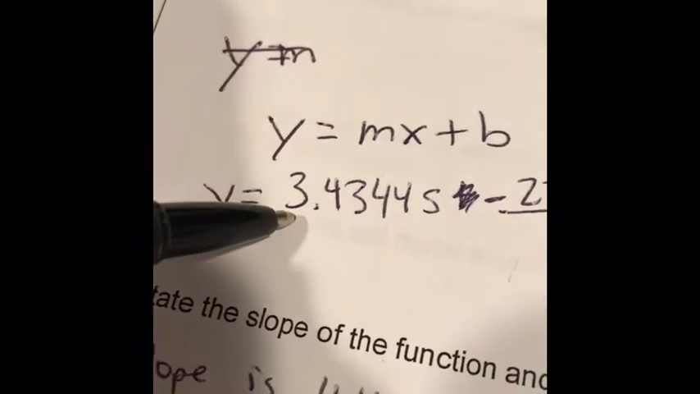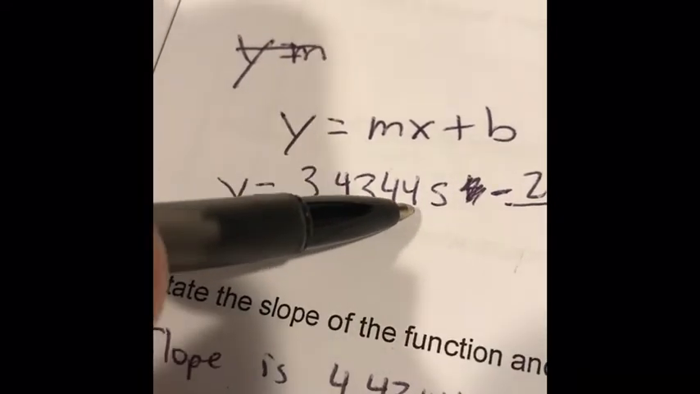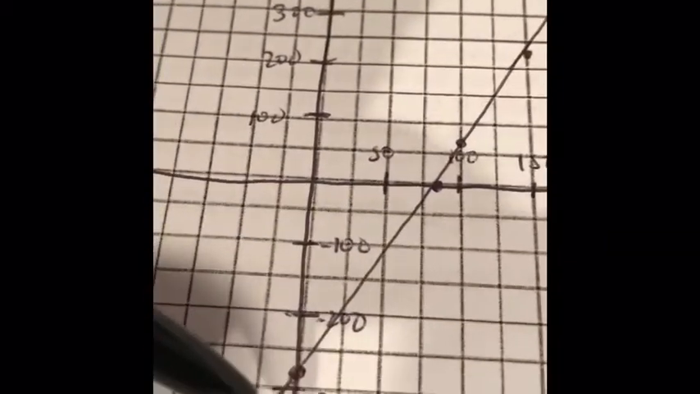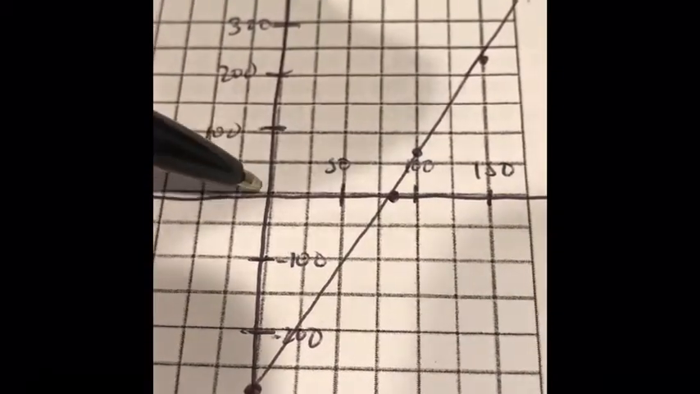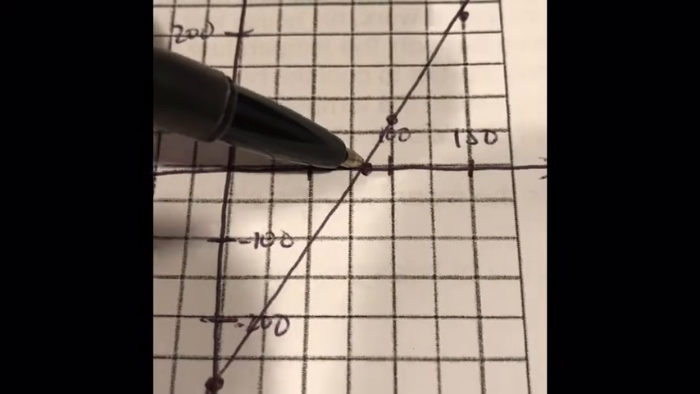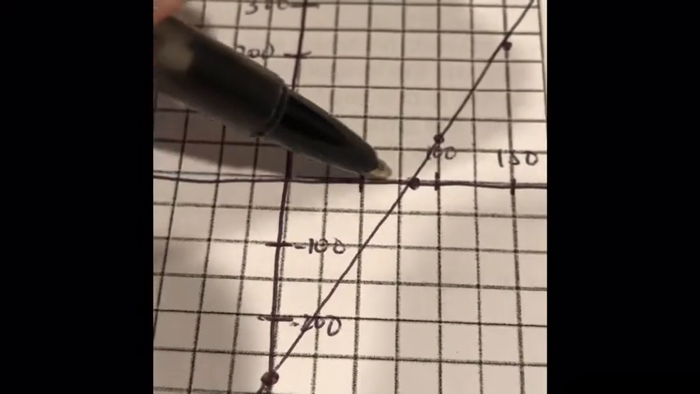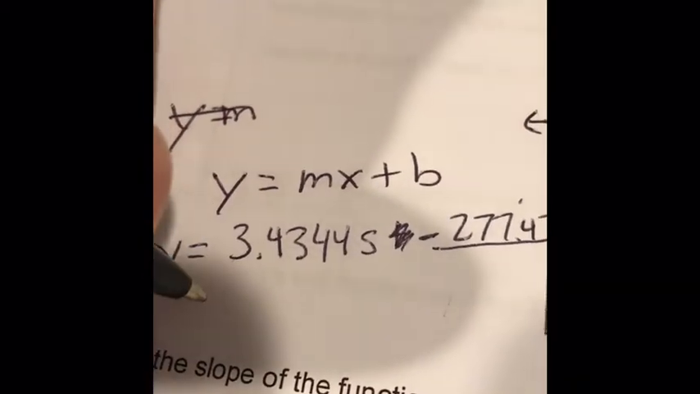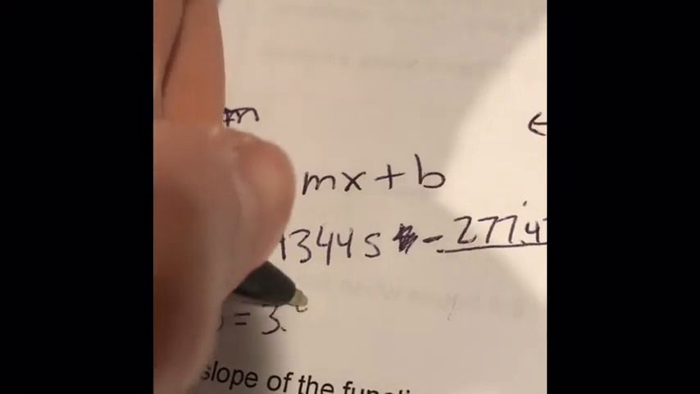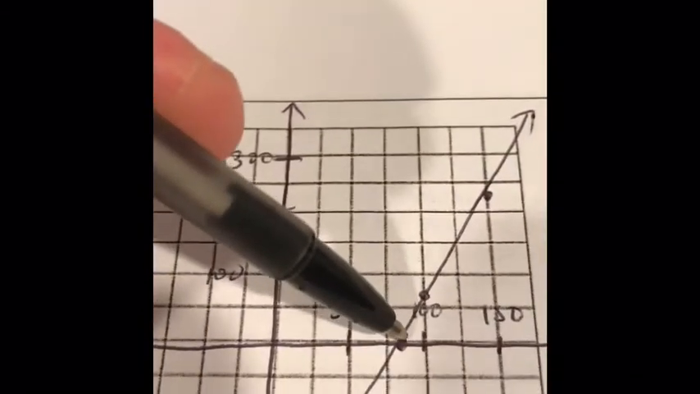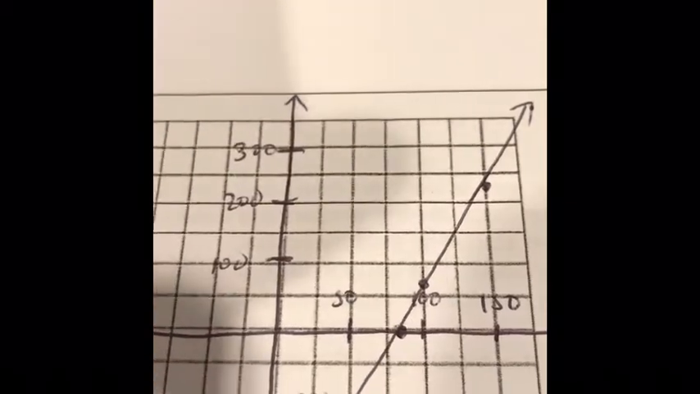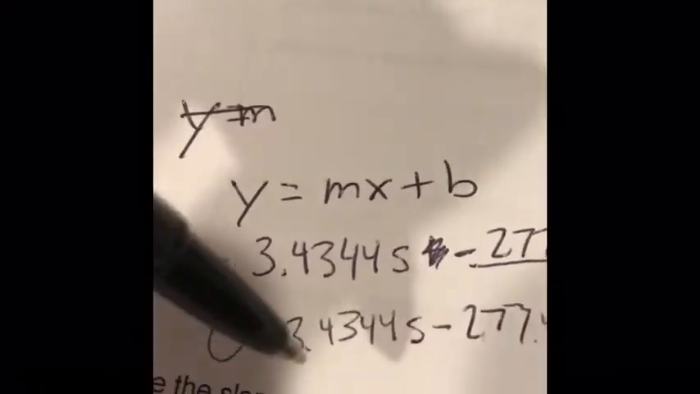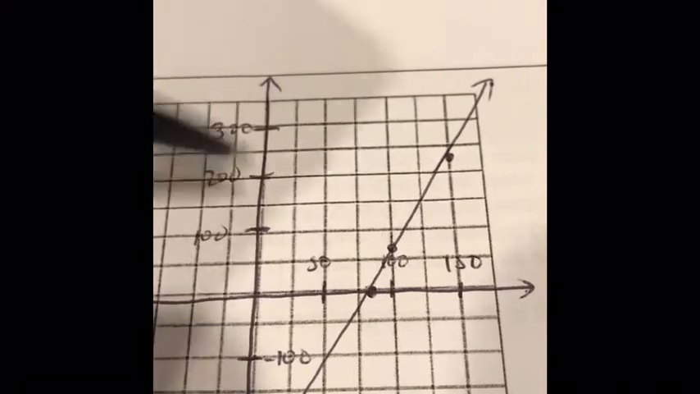Now you could use slope. So you go up 3.4344. That's too much. That's too complicated. So instead what I did is I found some points on here. So to find this point right here, I figured out, okay, when does this equal to 0? So I set my function equal to 0, so 0 equals 3.4344s minus 277.47. Then I solve for s. That's the number I got. Basically, these points I found by just substituting in numbers for s, and finding what the y value was.